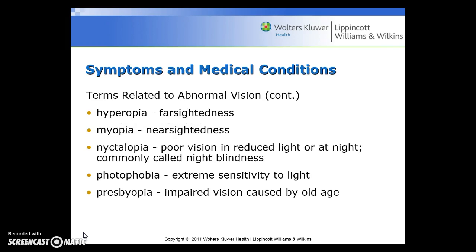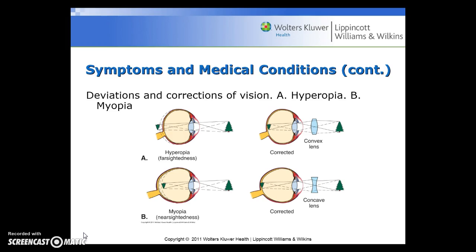Hyperopia is farsightedness. Myopia is nearsightedness. Nyctalopia is poor vision in reduced light or at night, and it's commonly called night blindness. Photophobia is an extreme sensitivity to light, and presbyopia is impaired vision caused by old age that usually happens around the 40-ish years.